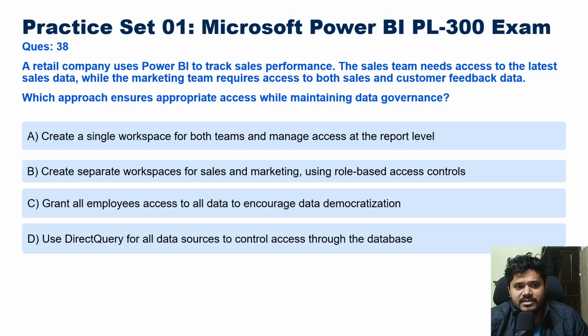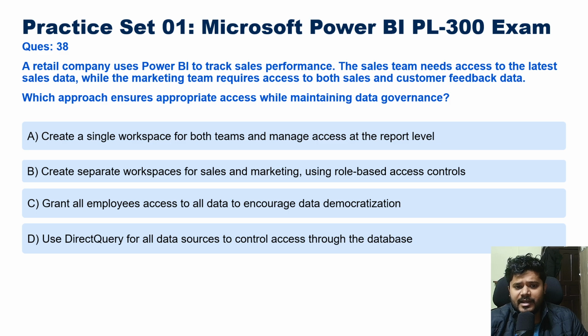So the question says a retail company uses Power BI to track sales performance. The sales team needs access to the latest sales data while the marketing team requires access to both sales and customer feedback data. Which approach ensures appropriate access while maintaining the data governance?